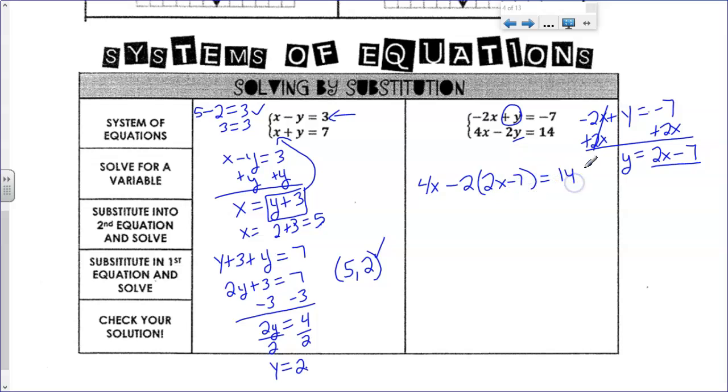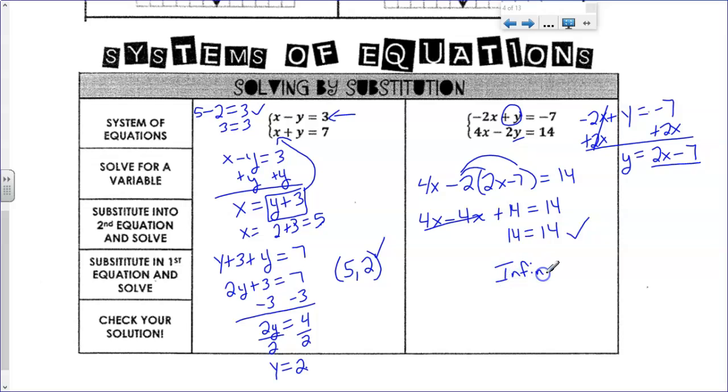And then this is just an equation like we did at the beginning of this unit. So we're going to distribute the 2. Okay, 4x minus 4x, that's 0. So I have 14 equals 14. Does 14 equal 14? Yes. So that's a true statement. So that tells me that this is going to have infinitely many answers.